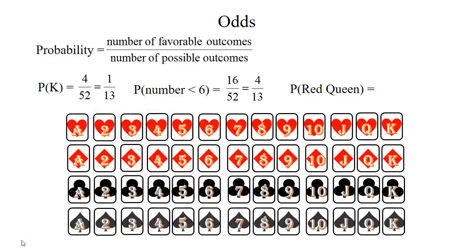The probability of selecting a red queen. Well, there are 2 red queens in the deck. One is the queen of hearts and the other one's the queen of diamonds. So 2 would be our number of favorable outcomes, while 52 is the number of possible outcomes. In lowest terms, our probability is 1 out of 26.